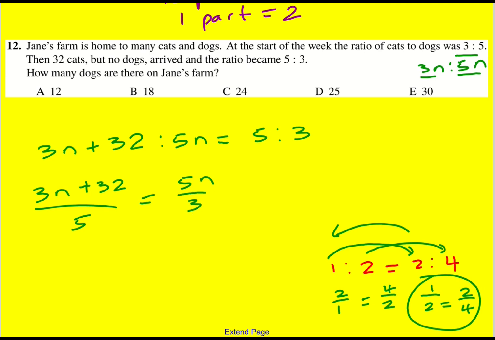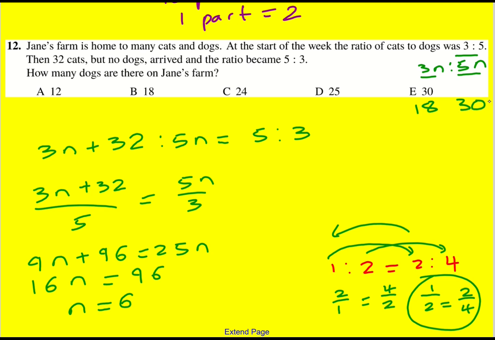So you can see this method is more complicated, but it is a very general method. Cross multiply, giving me 9n plus 96 is equal to 25n. Minus 9n, so we're going to get 16n equals 96. Therefore, n is equal to 6. So at the start, there were 18 cats and there were 30 dogs. That's the one we're interested in. At the end, there would have been 50 cats and 30 dogs. And you can see the ratios all work out, 3 to 5 at the start and 5 to 3 at the end. So again, 30.